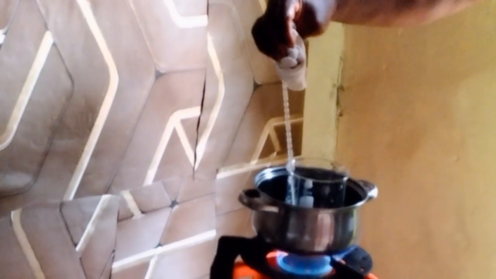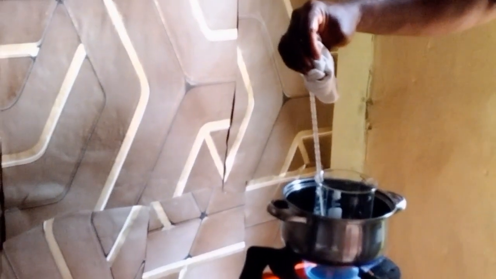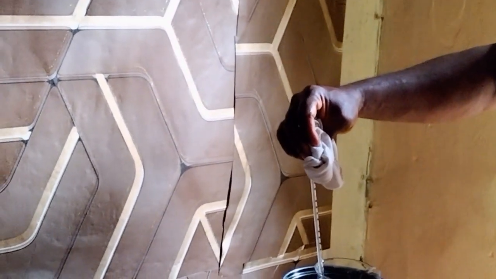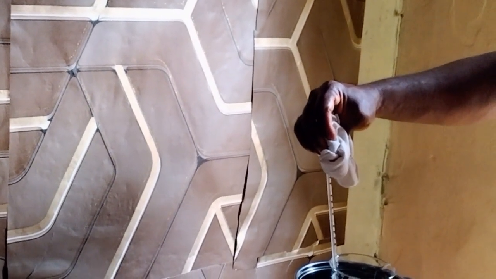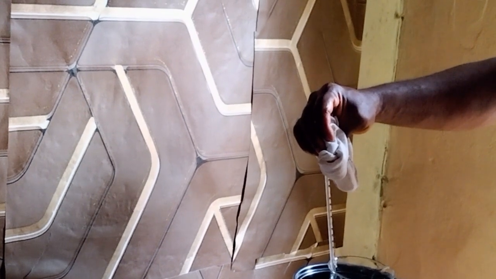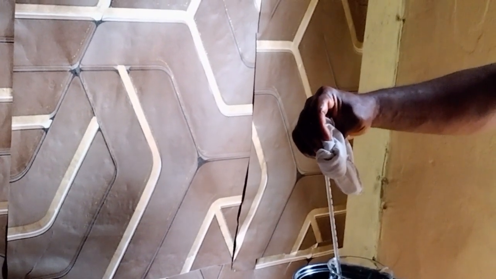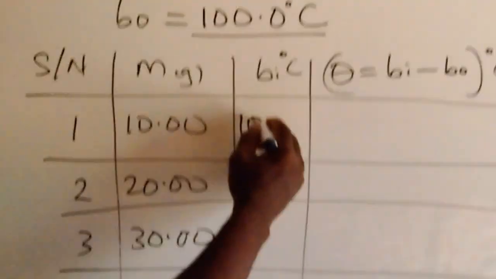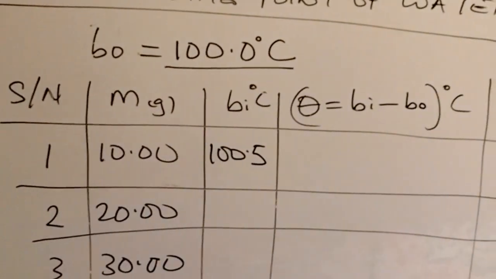So you see the mixture is boiling now, and the thermometer reading is constant, slightly above 100. So we have 100.5 degrees Celsius on adding the 10 gram mass that we have here. So record that reading on the board. So now I record 100.5. That's what we got here.